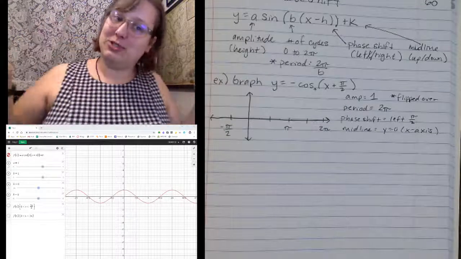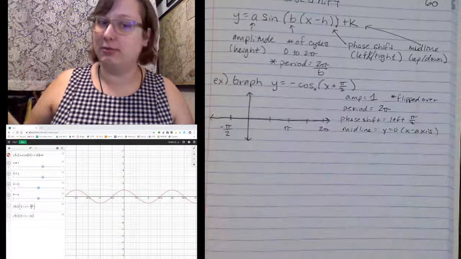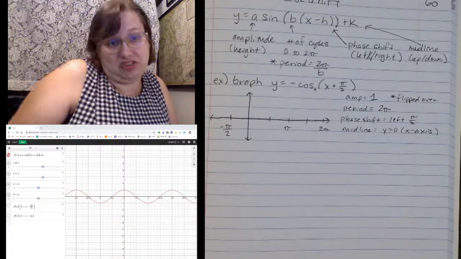One of your quiz questions might be just to fill out these parts, either based on an equation or a graph or both. Just saying.